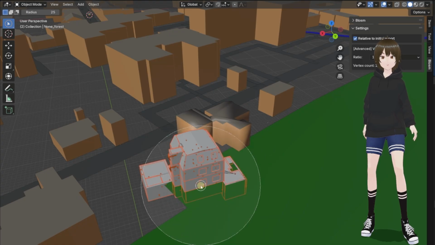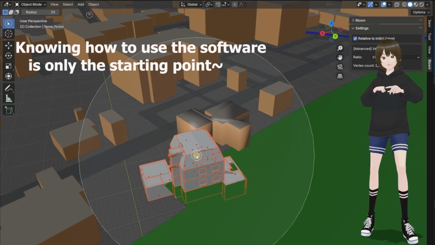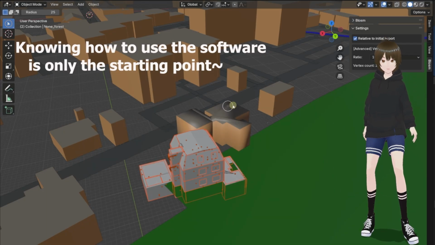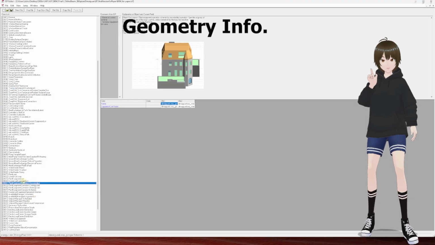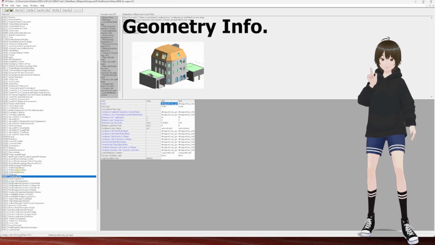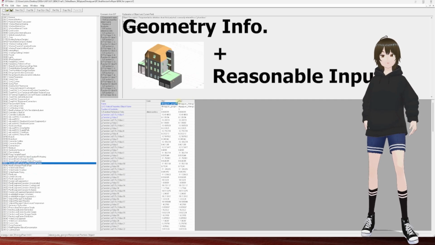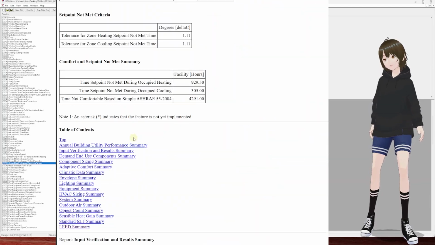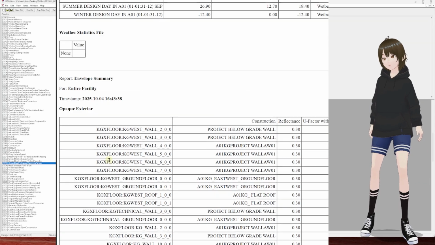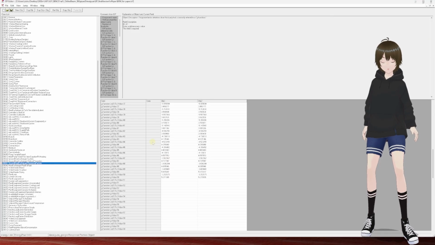Over time, one thing became very clear to me. Knowing how to use the software is only the starting point. At first, I also thought that if the geometry information was correct and the inputs looked reasonable, the results should be fine. But the more simulations I ran, the more questions I had.